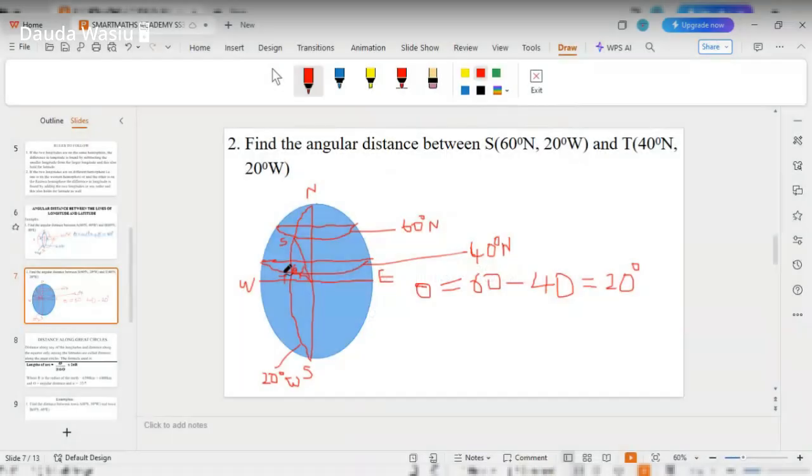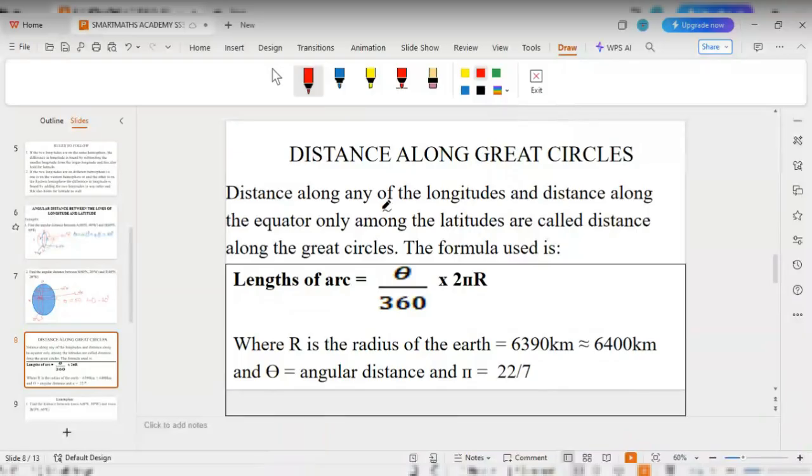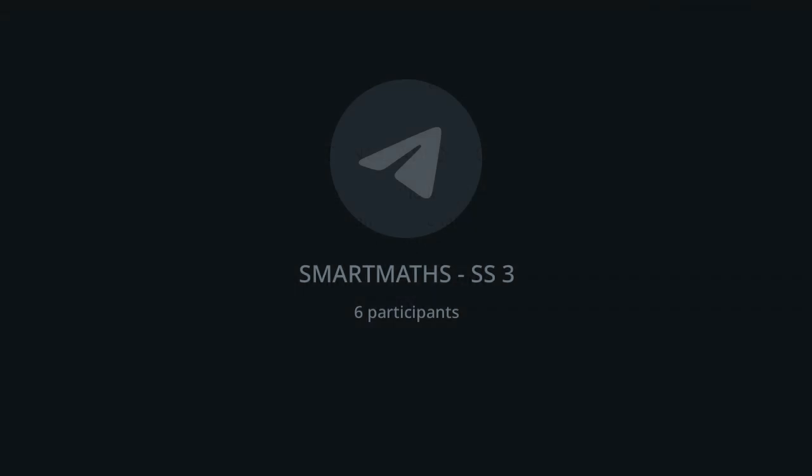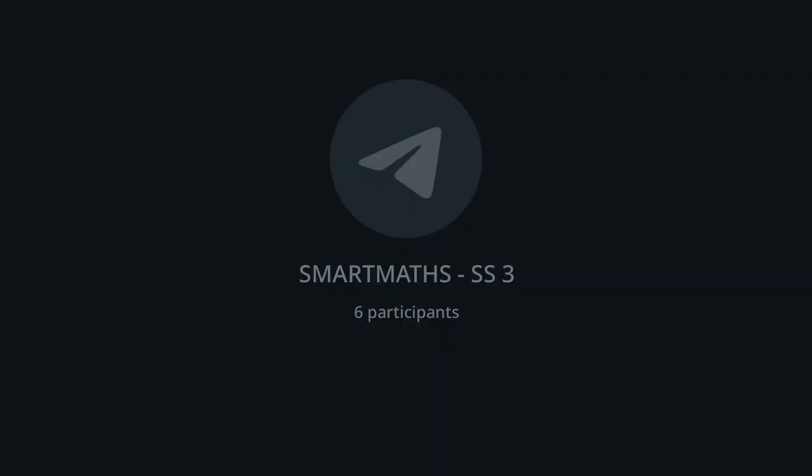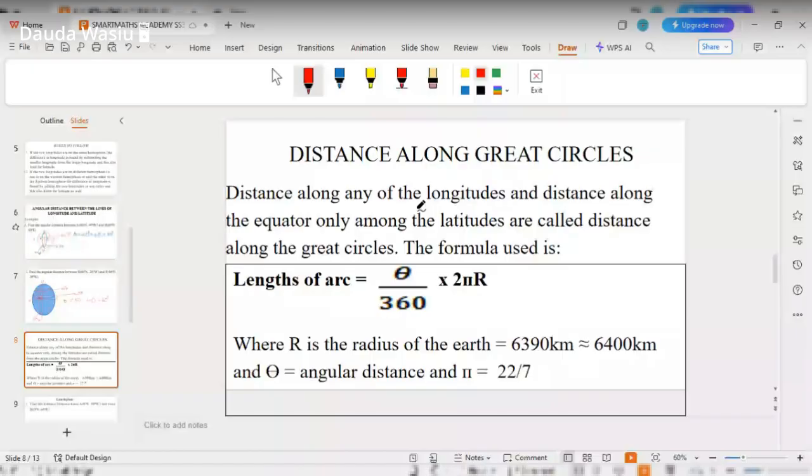Then the next slide is on distance along great and small circle. Great circle first, before we go for small circle. Let me explain this. Distance along any of the longitudes, and distance along the equator only among the latitudes, are called the distance along the great circle. I hope this one is clear.